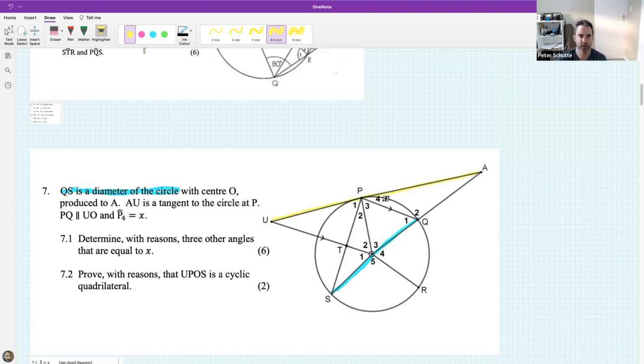PQ is parallel to UO. So PQ is parallel to UO. And it says P4 is X. So X is basically just this angle X up here. Find me, with reasons, 3 other angles equal to X. Off we go. Reach into your toolkit and see what you can find.